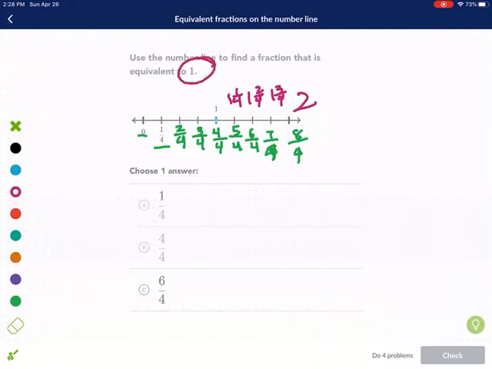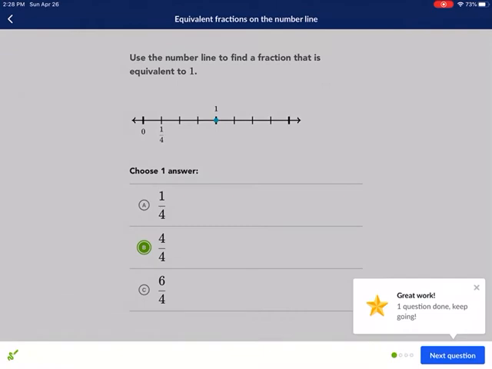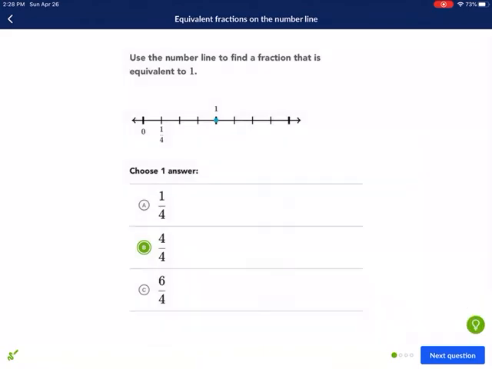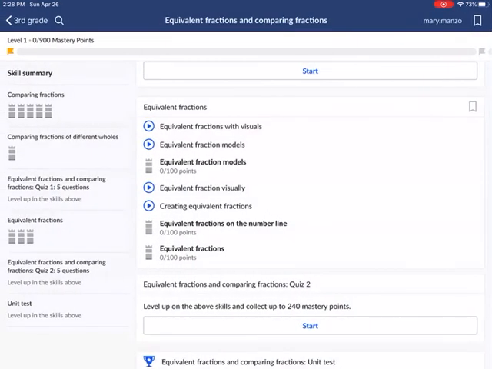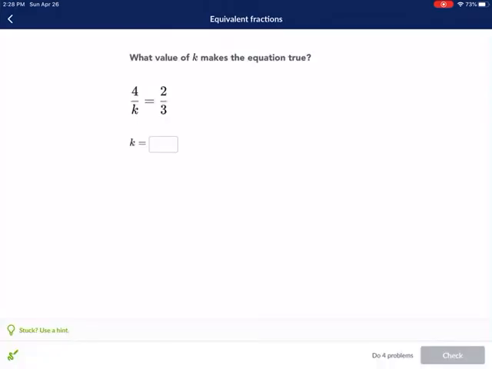So anyway, the question is asking us which one of these is the same as 1. And when I look at my 1, what I numbered there, it is 4/4. So let me just X out of that, make my answer choice. There we go. And lastly, let's look at equivalent fractions, see if we can do one problem from here.